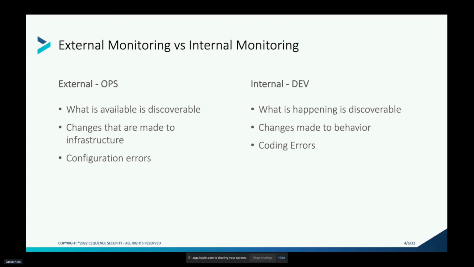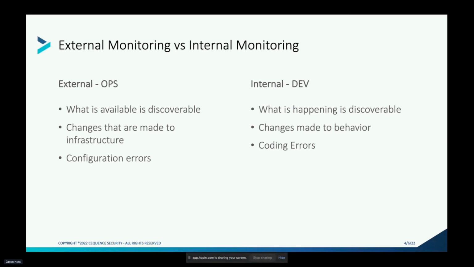So when you're only looking from the outside, what's available is discoverable to you. So what is listed in some public database somewhere. But when we look internally, what is actually happening is discoverable. So we can see what endpoints people are touching, which ones they touch the most, touch the least, where can we make changes?